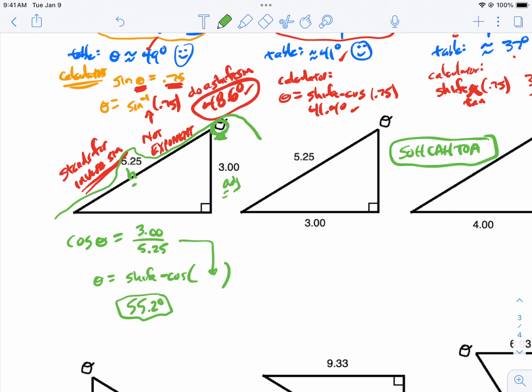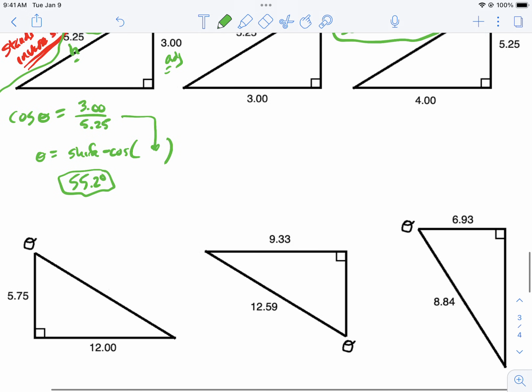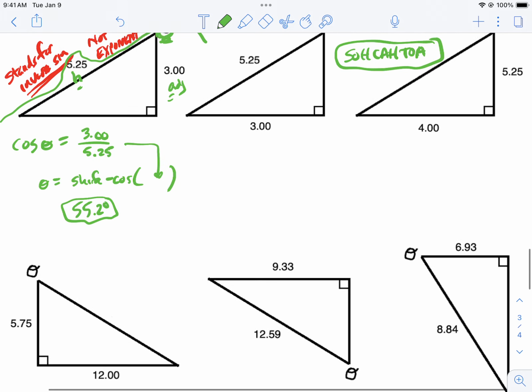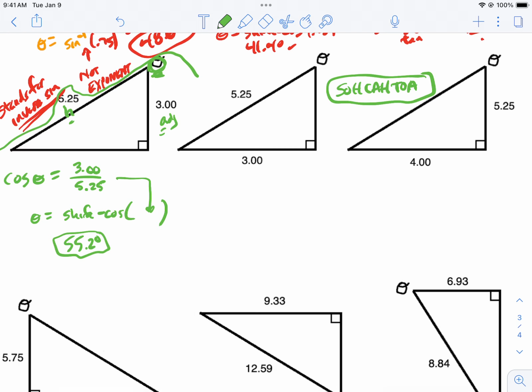Cool. Maybe you're ready to pause the video for a bit and try these remaining 5. You know you're going to be doing a shift trig function, right? It's either going to be shift sine, shift cosine, or shift tangent. It's a matter of figuring out which trig function and which number goes on top, which number goes on bottom. Those are the 2 things you've got to get right. So pause, try this, come back. Oh, you're back already? Okay, cool.